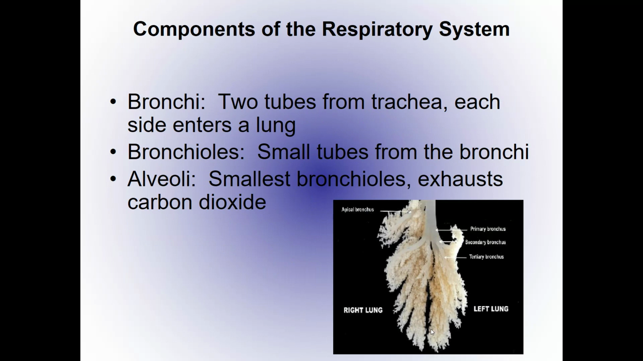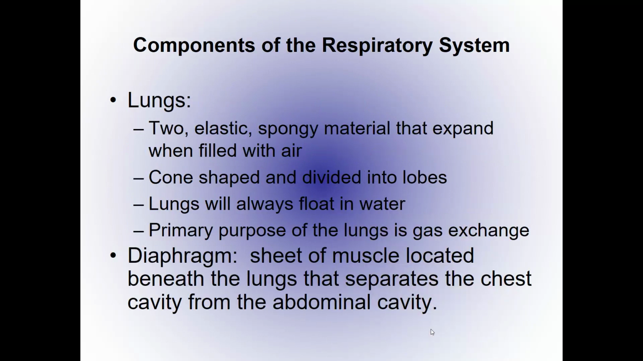So we begin with the bronchi, the two great big tubes that come in from the trachea and enter one side of the lung. You can kind of see where those split. They then get smaller into bronchioles. And finally, the very smallest bronchioles are called alveoli. And their main job is to exhaust carbon dioxide.